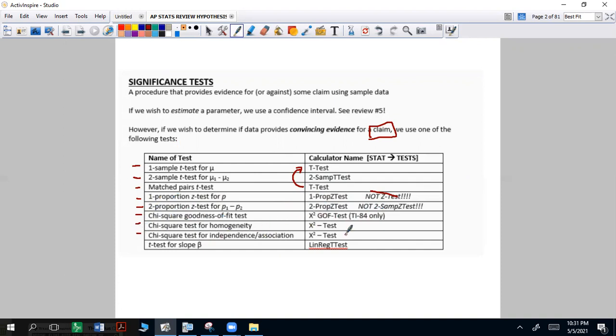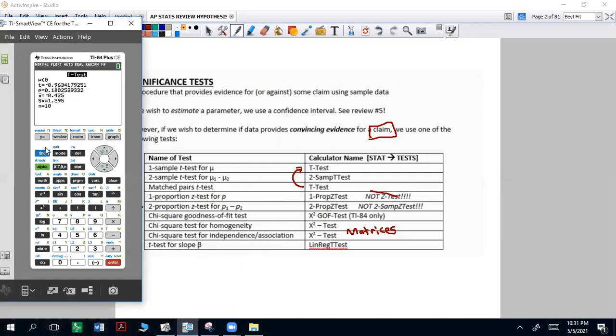Those use the chi-square test with matrices, if you're ever to do one of those on your calculator. And then there's a slope test, LinRegTTest. You can see all those again in your menu. So let me quit on that.